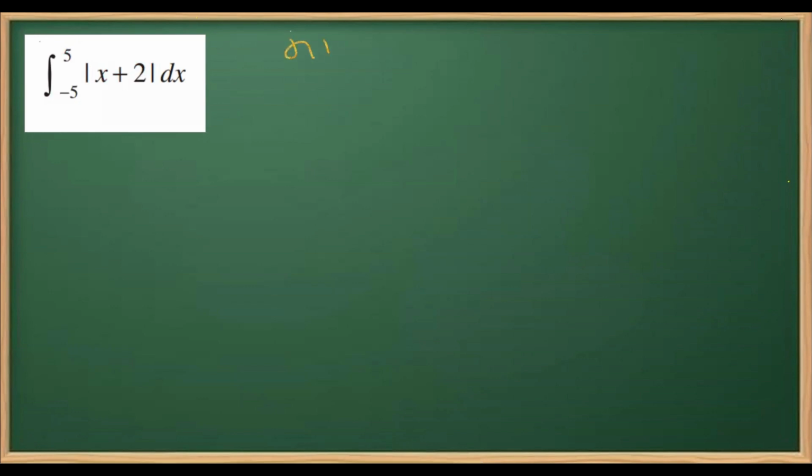As I discussed earlier, the first thing we'll do is convert them into a normal function. For that, I'm going to equate this with 0. On equating with 0, I get x is equal to minus 2. Next, we will draw a number line. In this number line, the lower limit is minus 5, and the upper limit is 5. And this turning point, minus 2, will be inserted between these two.